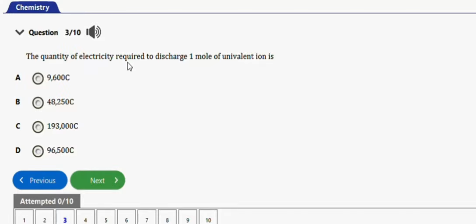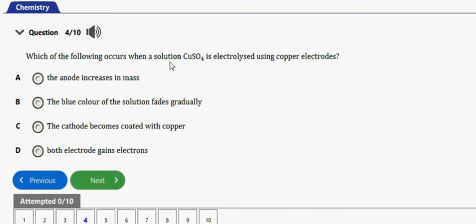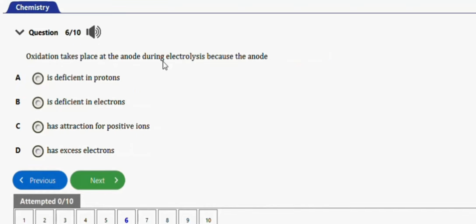It says the quantity of electricity required to discharge 1 mole of univalent ion is, so the right option is option. Okay, so the next question will be this one. It says which of the following occurs when a solution of copper 2 tetraoxosulfate 6 is electrolyzed using copper electrodes. So we have the anode increases in mass, the blue color of the solution fades gradually, the cathode becomes coated with copper. Yes, that's the right answer. Okay, next question will be this one.